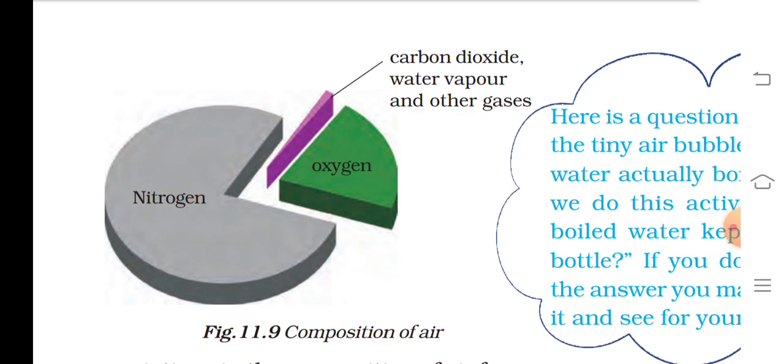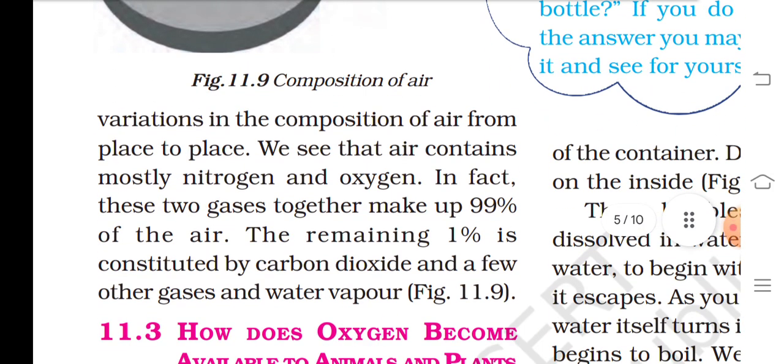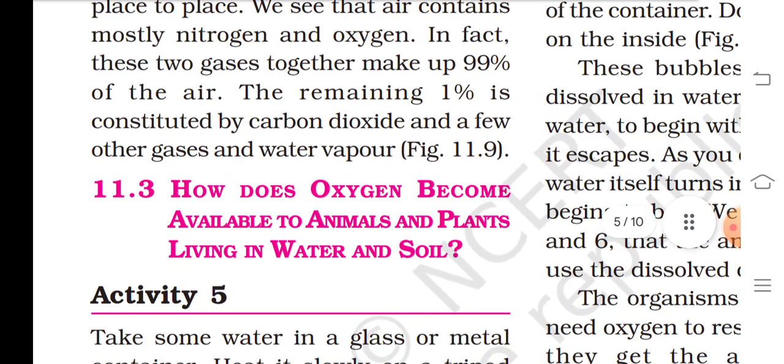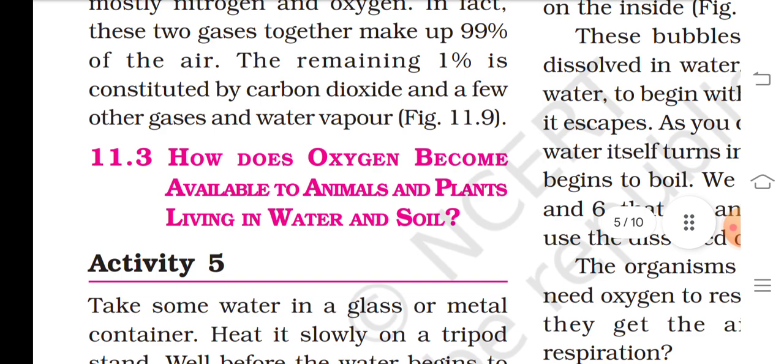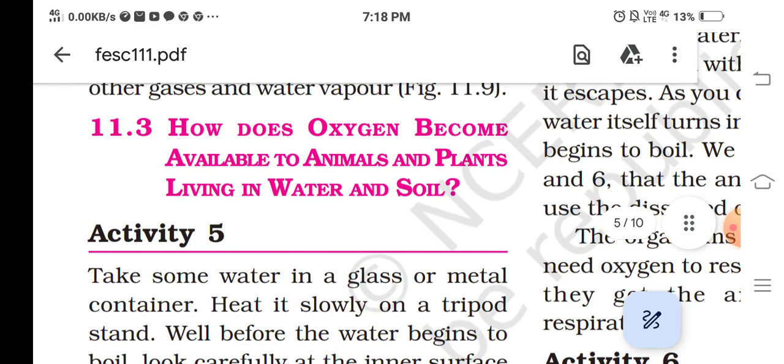Carbon dioxide, water vapor, and other gases, nitrogen, oxygen: compositions of air. Variations in the compositions of air from place to place. We see that air contains mostly nitrogen and oxygen. In fact, these two gases together make up 99% of air. The remaining 1% is constituted by carbon dioxide, a few other gases, and water vapor.